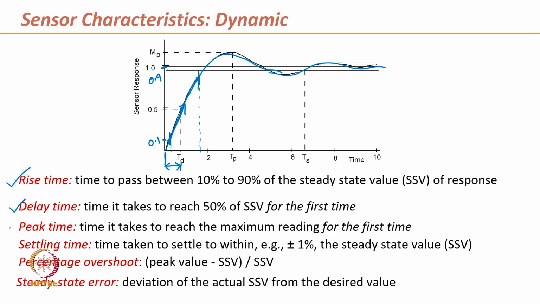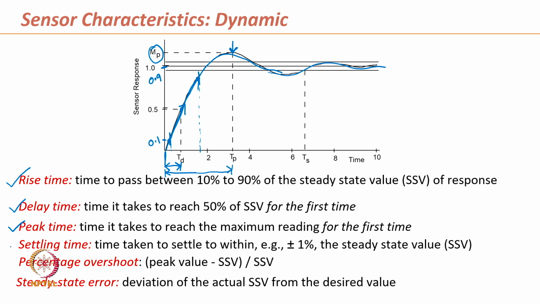The peak time is how much time the output takes, starting from 0, to reach the peak value of its output. The peak value is this value, which is MP here, and how much time the sensor takes is 0 to TP. So, TP is the peak time. This is the time it takes in reaching from 0 to the peak value.